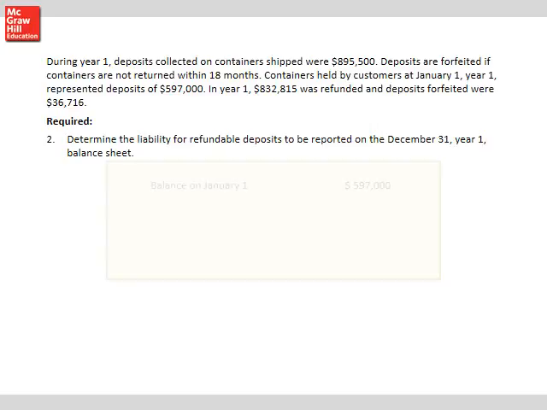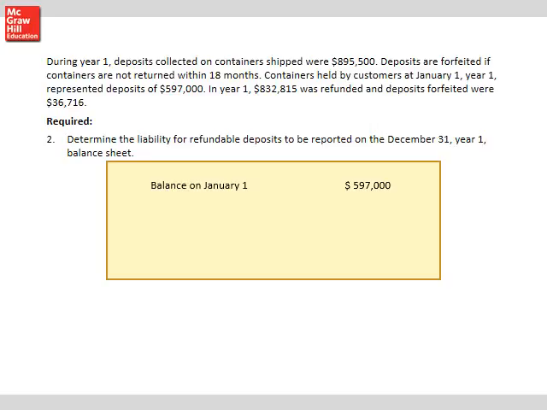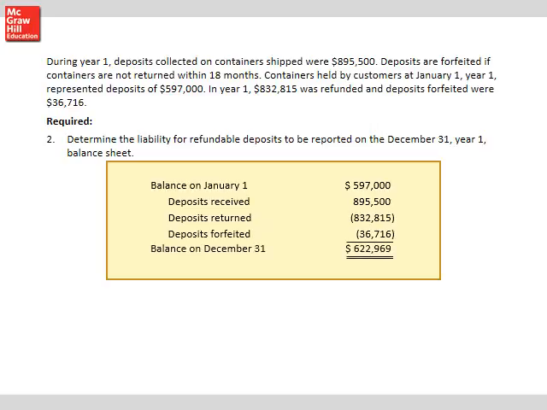Okay, so we've got the beginning balance of $597,000, and the deposits received were $895,500. The deposits returned were $832,817. The deposits forfeited were $36,716. So we just sum all those up, and our balance to be reported on the balance sheet is $622,969.